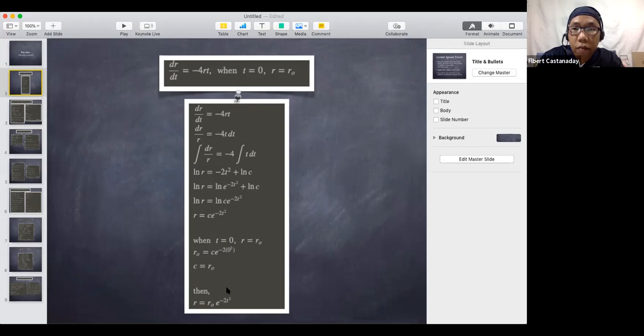Finally, you have your particular solution. The r sub 0 usually is the initial value of the variable, the value of the parameter at time t equal to 0, if you recall our lesson about the elementary applications. So here you have r equals r sub 0 times e raised to minus 2t squared. This is your final answer to this given problem. Now, do you have any questions?